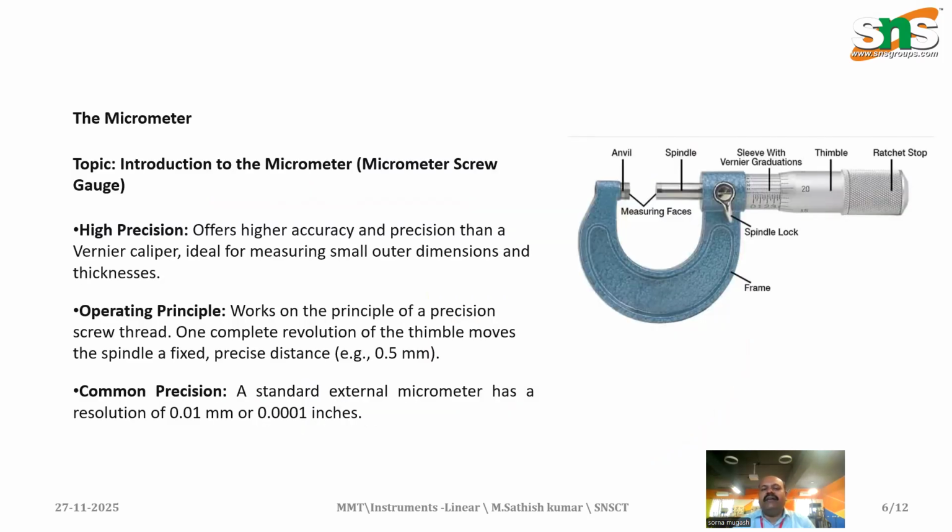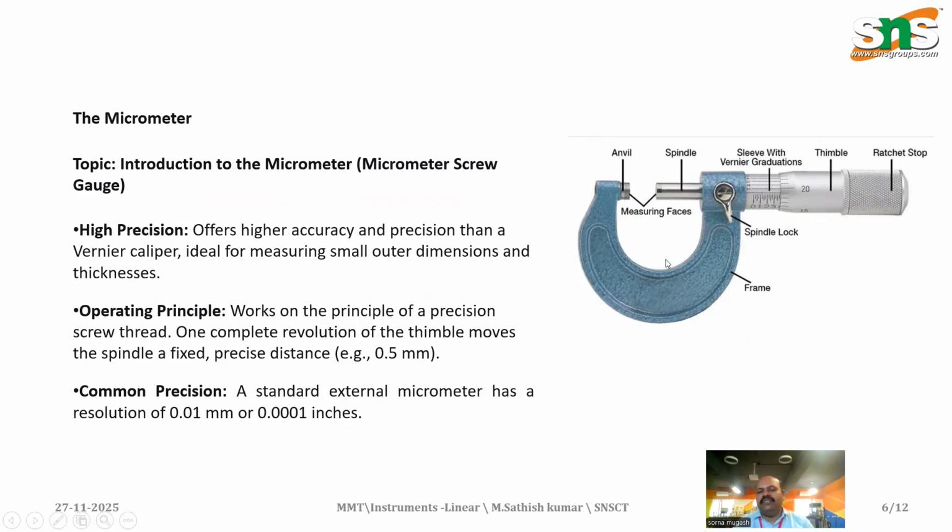And here we have the micrometer, where the micrometer has components like the anvil, which is not moving, it's a fixed one. And the spindle part is attached to the barrel, and this spindle will move forward and backward. And we have a sleeve with the vernier graduations and a spindle lock. And we have a thimble and a ratchet stop. And we have a knurled part for a strong grip. And we have a C-frame to hold the components inside.